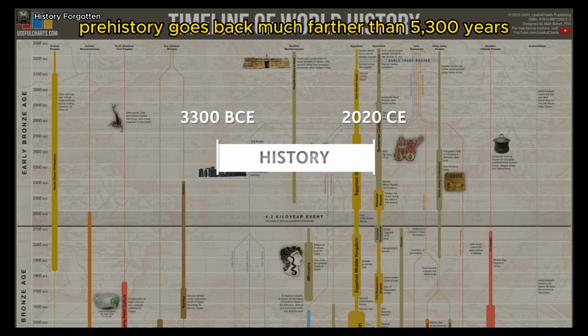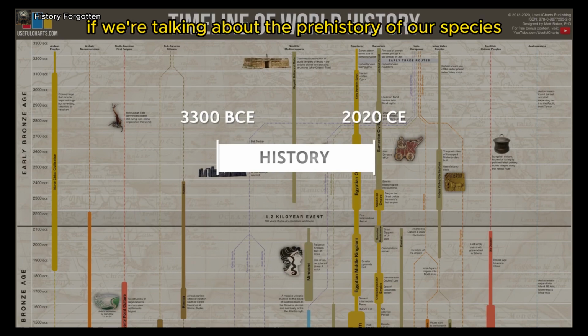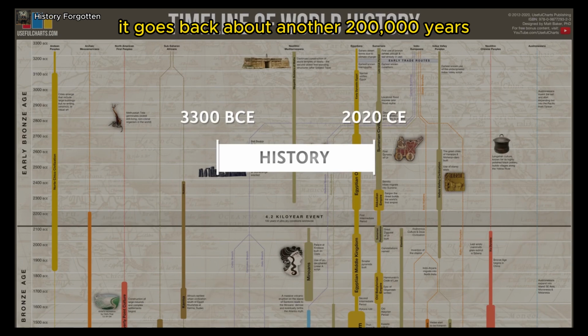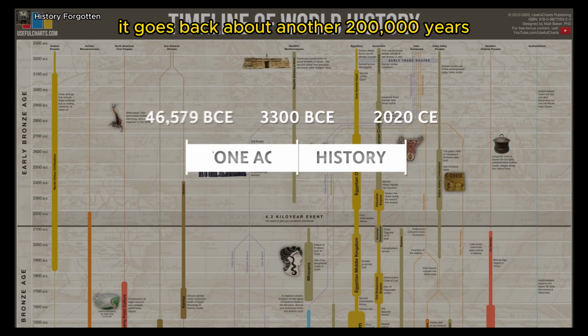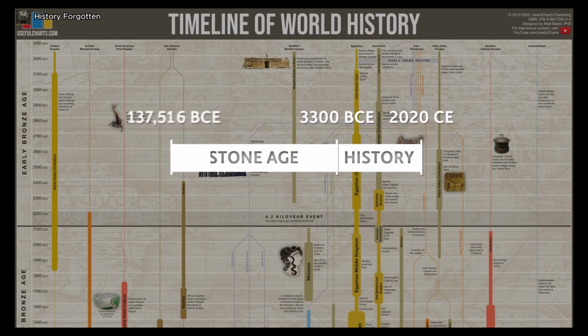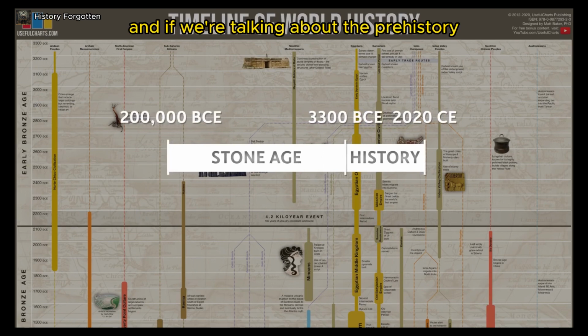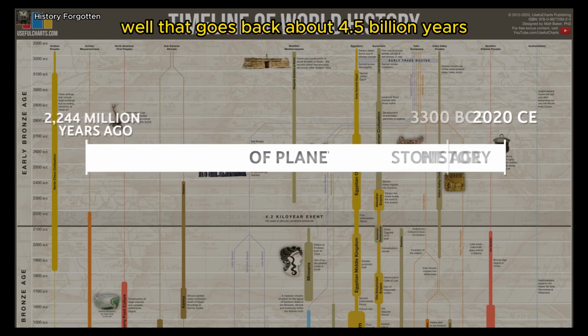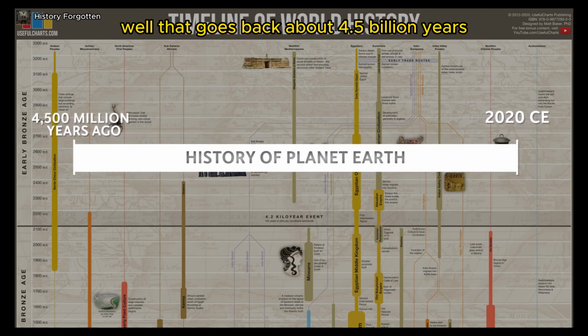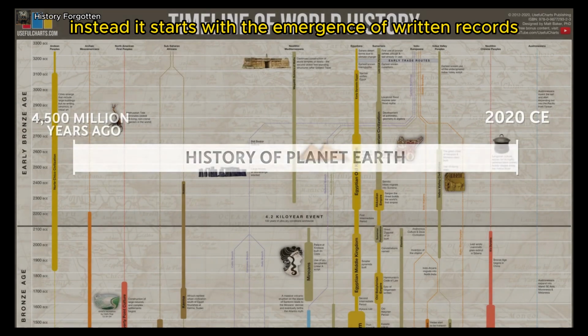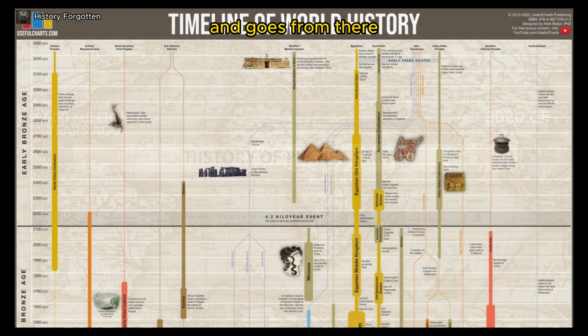And of course, prehistory goes back much farther than 5,300 years. If we're talking about the prehistory of our species, Homo sapiens, it goes back about another 200,000 years, a time period also known as the Stone Age. And if we're talking about the prehistory of the planet Earth, well, that goes back about 4.5 billion years. But this chart doesn't cover prehistory. Instead, it starts with the emergence of written records and goes from there.